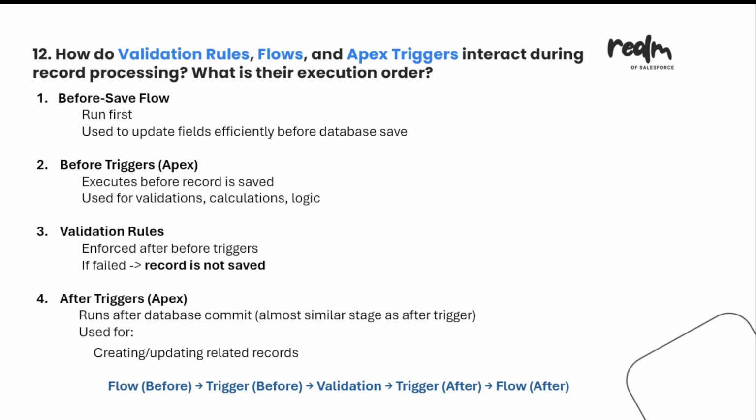Then after the validation rule, the after trigger will execute. It runs after the database commit and is used to create and update related records. So you can see the order of execution here: first the before-save flow, then the before trigger, then the validation rule, then the after trigger, and then the after flow.